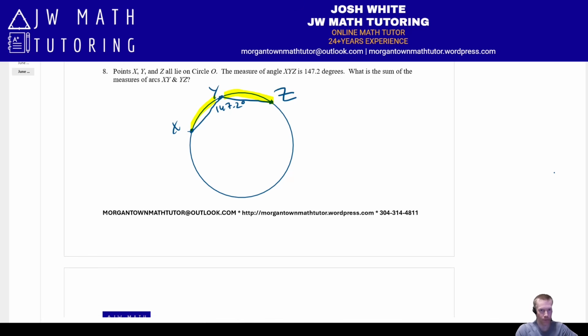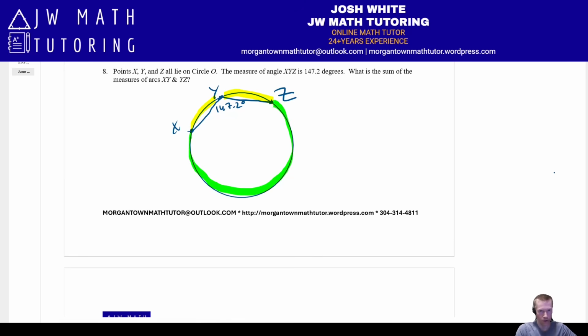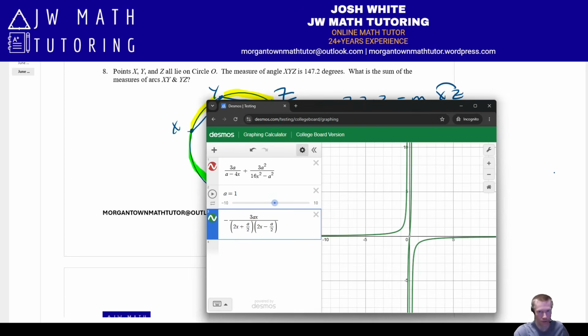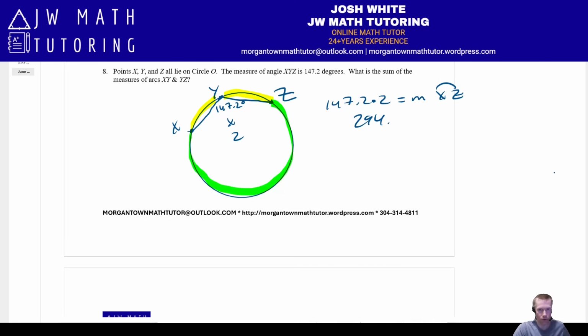So all you have to do for this problem is notice that the measure of this inscribed angle is half the measure of its corresponding arc, which is this giant arc right here. Or, an alternate way to think about that is the measure of the arc is twice the measure of the angle. So take 147.2, multiply it by 2. That is the measure of arc xz. So let's go to Desmos. Clear this out. So it's 294.4. Okay?